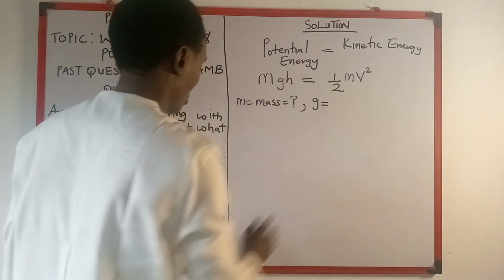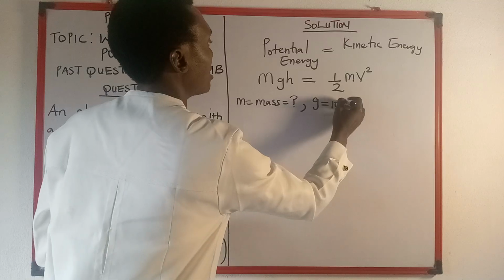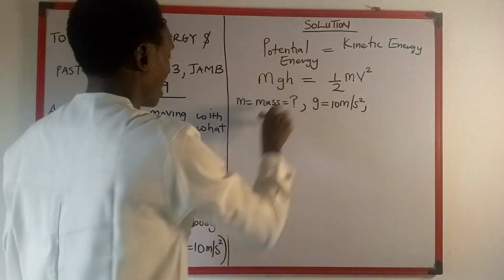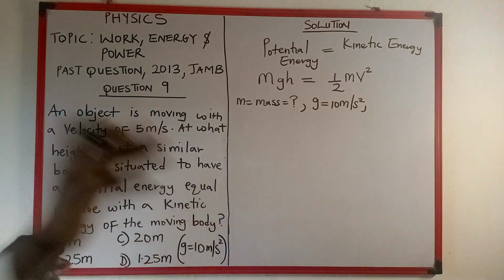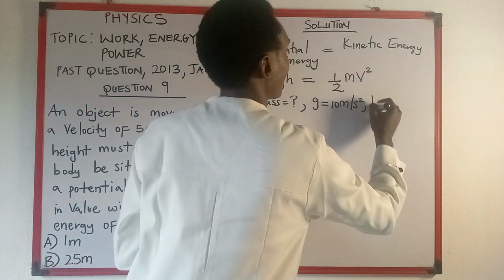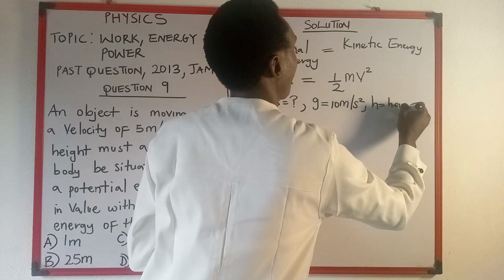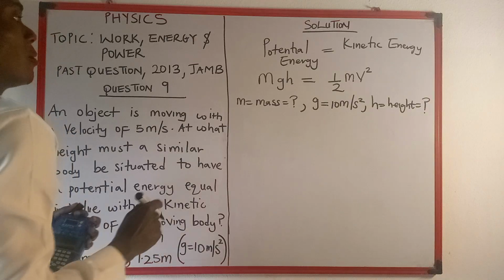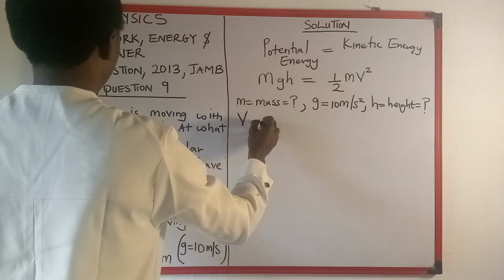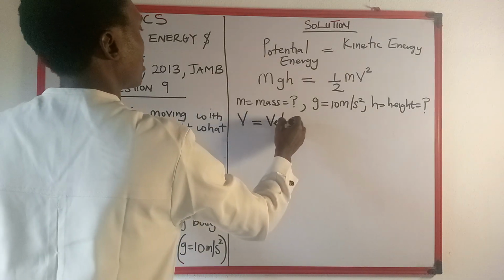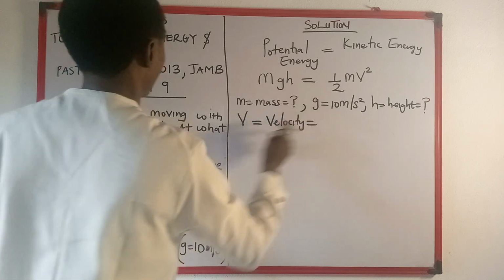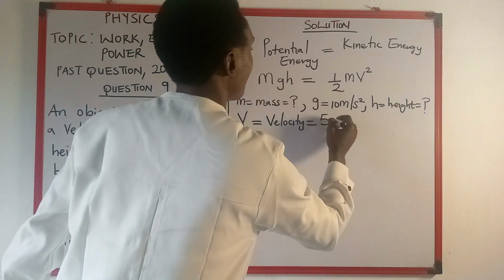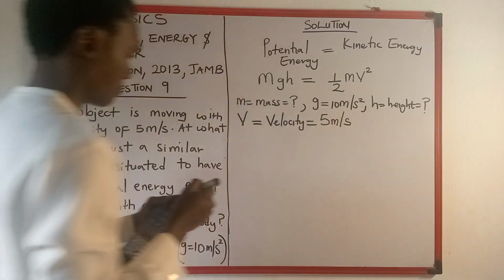Go to the next one. g was given in the question as what? 10 meter per second square. What of height? Was height given in the question? No, that is what we're looking for. So height, h, we're going to put question mark. Now what about velocity? This v here is what we call the velocity, and it was given in the question as 5 meters per second. So we're going to put 5 meters per second.